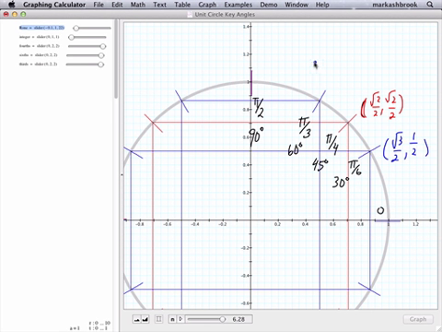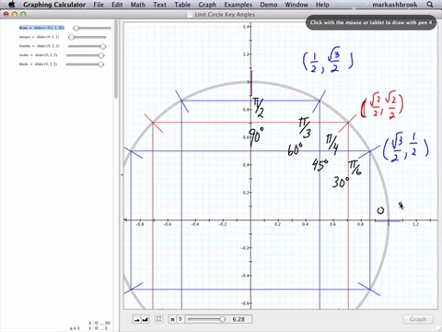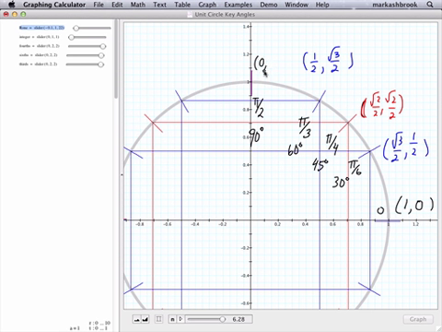60, or pi over 3. Cosine is the 1/2. Sine is radical 3 over 2. Okay, we never did 0 and so it's 0. What's the cosine? 1. Sine? 0. Pi over 2. Cosine? 0. Sine? 1.